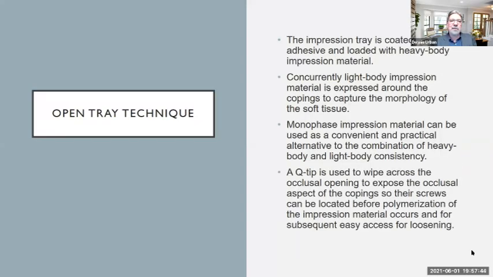In the open tray technique, the impression tray is coated with adhesive and loaded with heavy body material. Concurrently, a light body impression material is expressed around the copings to capture the morphology and the soft tissue. Now, this is really important. A lot of times we'll get implant impressions in a laboratory and it's missing the impression of the soft tissue. We need that soft tissue, especially when we're doing single unit crowns. We need to know the cuff heights, and even on implant denture and overdenture cases, we need a good impression of the soft tissue.